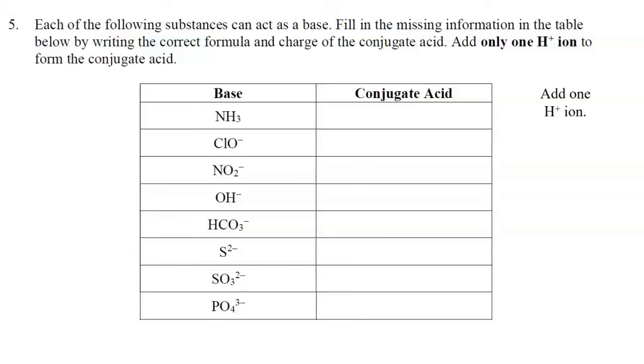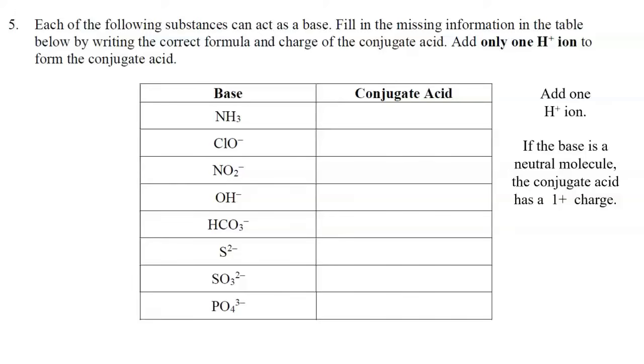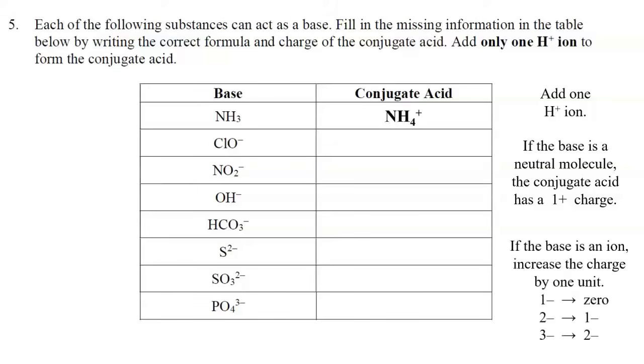So when we add one H+ ion, if the base is a neutral molecule, then the conjugate acid will have a 1+ charge. So NH3 becomes NH4 with a charge of +1. ClO minus becomes HClO. If the base is an ion, we're going to simply increase the charge by 1 unit. So HClO has no charge. We go from -1 to 0.